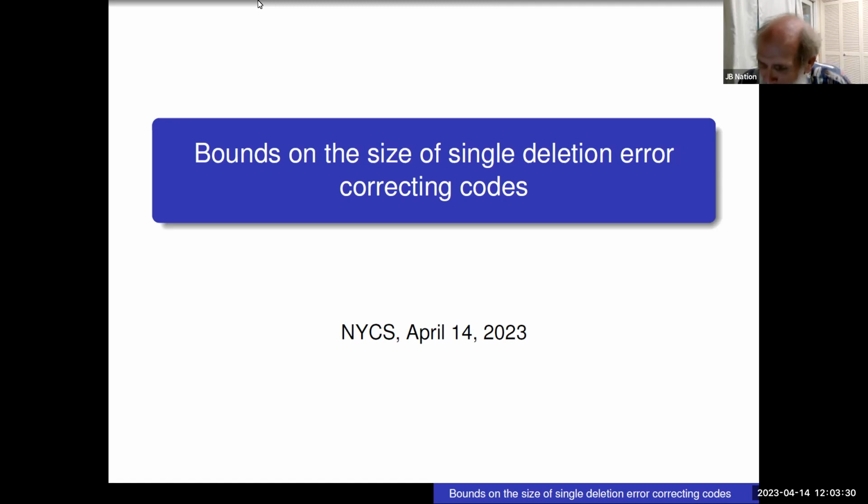Okay, good morning. This is on single deletion error correcting codes, and I'll explain everything.